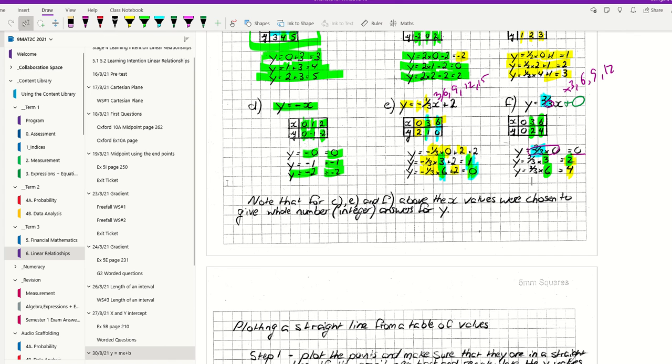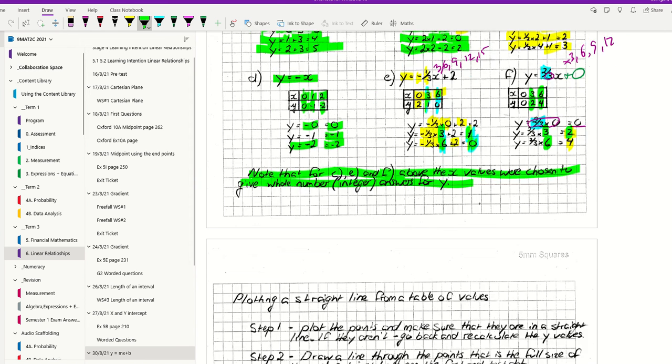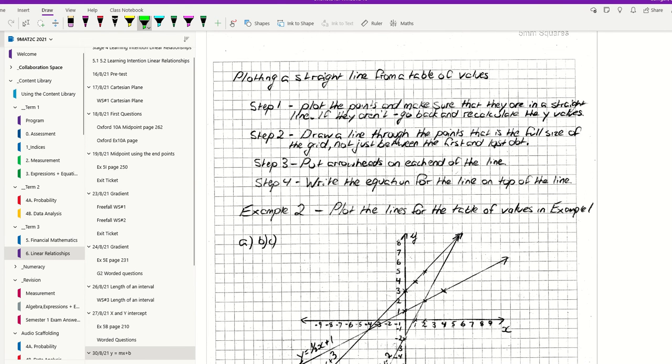Okay, so down the bottom I've just said, note that for questions C and F above, the x values were chosen to give whole number integers for y. I wanted to get a whole number so I didn't have to graph any of that other rubbish. So what we're doing now is plotting a straight line from the table of values. What do we need to look at? Step 1, plot the points and make sure they're in a straight line. If they aren't, go back and recalculate the y values again. See which one you've got wrong.